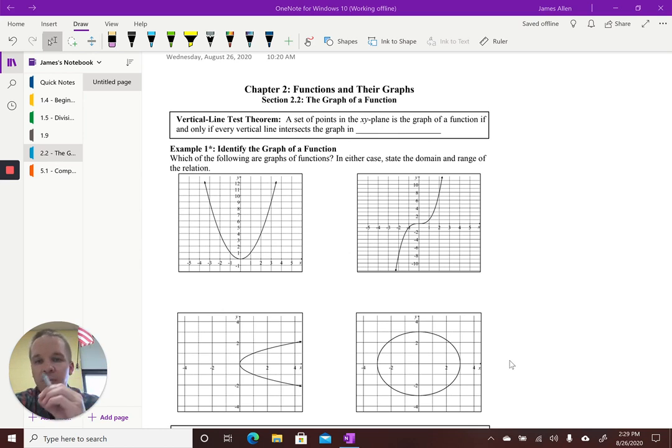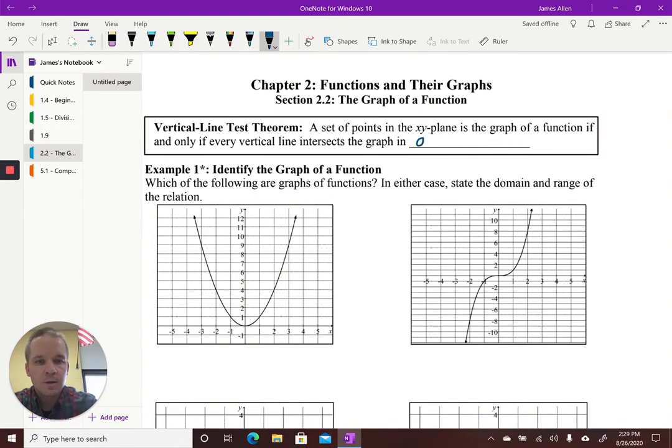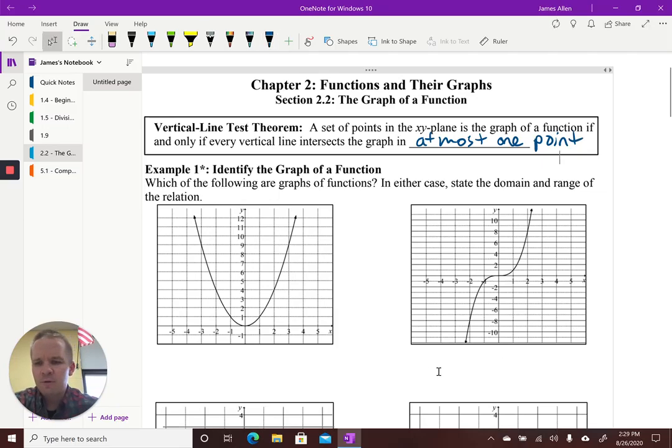A set of points in the xy plane is the graph of a function if and only if every vertical line intersects the graph in at most one point. Let me zoom in a little bit. At most one point. This is a little Algebra 2 review for sure.